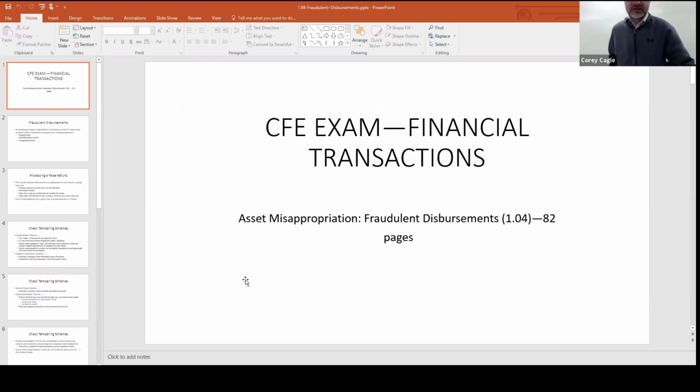Fraudulent disbursements. With fraudulent disbursements, you are kind of paying yourself money. Right? You're in a position to write yourself a check. You're spending company money on yourself. That's the idea here.